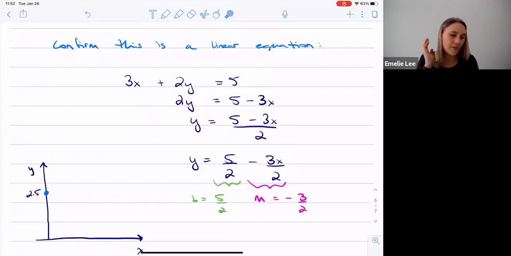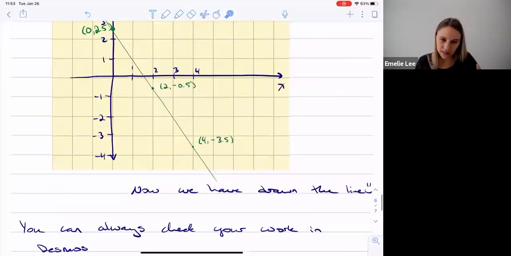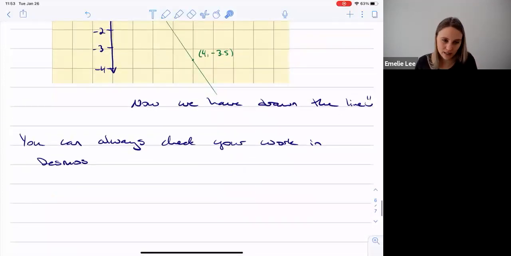So being able to draw lines and take a linear equation and convert it to a graph is going to be really useful. And just being able to think about what that graph would look like.